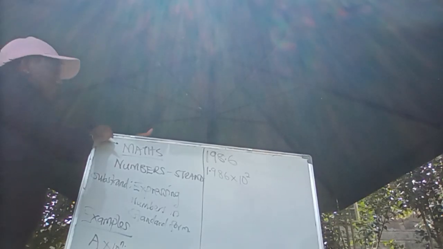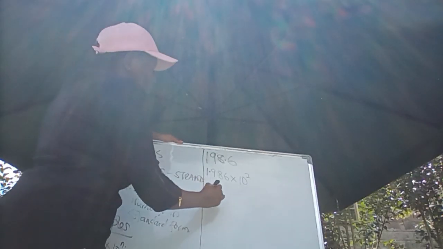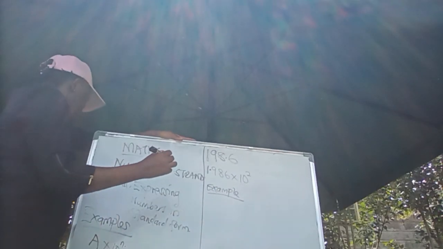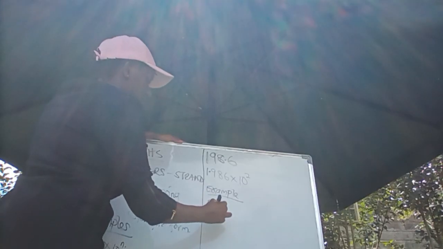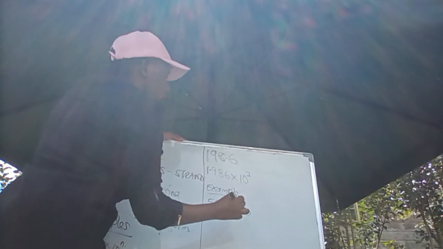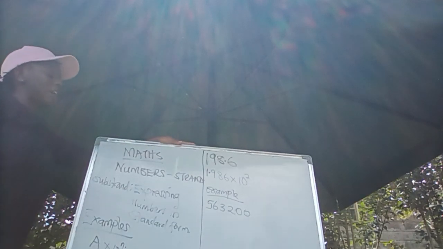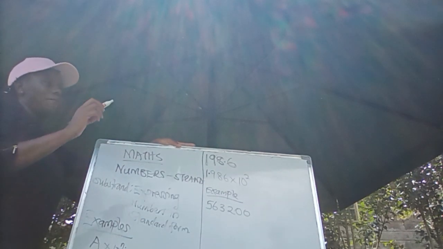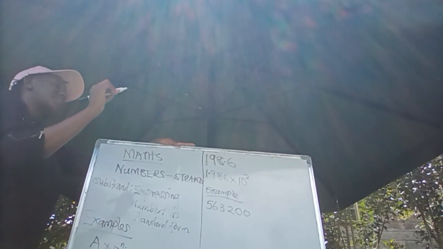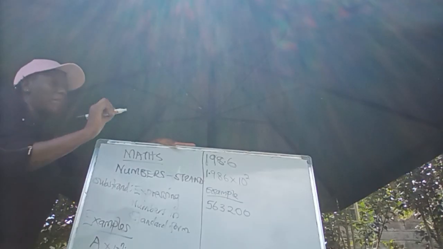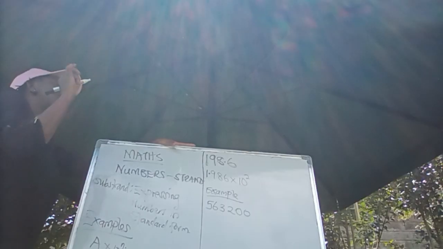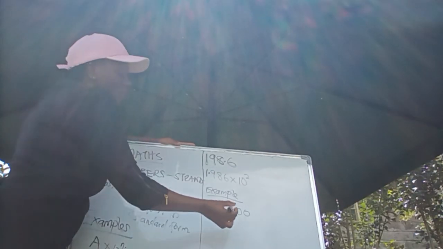For example, let's assume example 2, you are given a number like this: 563,000 and then 200. Are we together? And you are supposed to write that number in standard form. For that number to be in standard form, you have to move the decimal until you get to a number which is equal to 1, greater than 1 but less than 10. Are we together? Let's go.